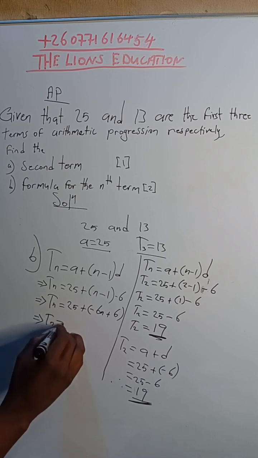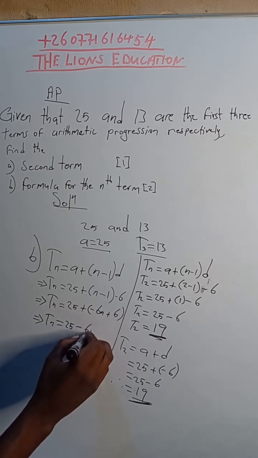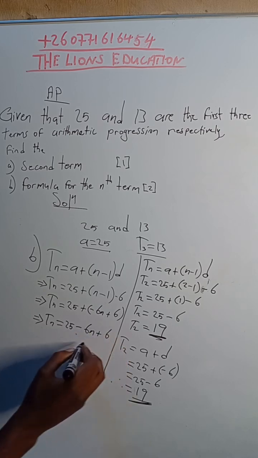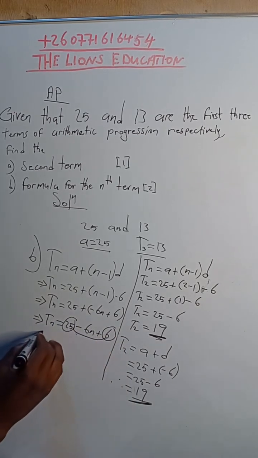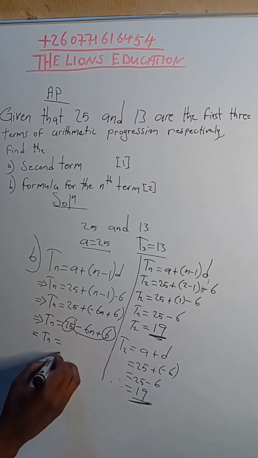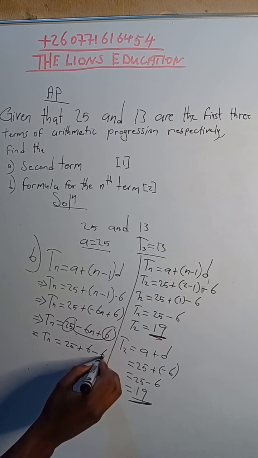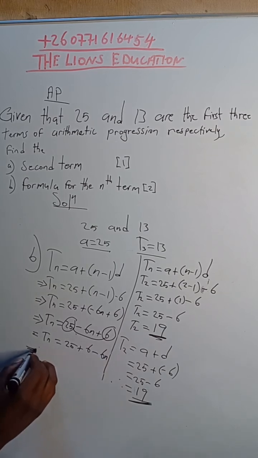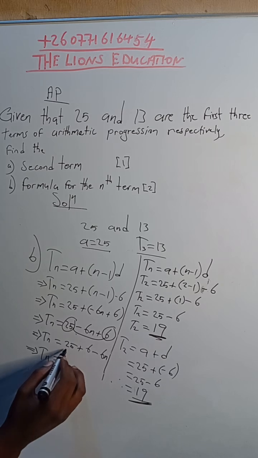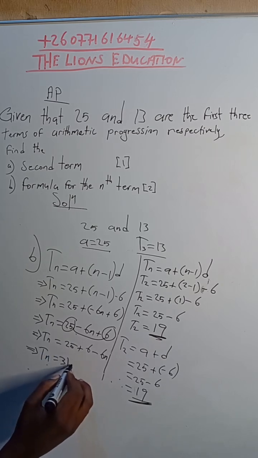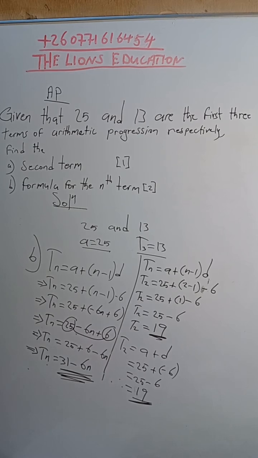We will say Tn is equal to 25 minus 6n plus 6. Group the like terms. This one and this one, they are the like terms. Okay, so we'll say Tn is equal to 25 plus 6 minus 6n. So we'll say Tn is equal to, when you add here, you get 31 minus 6n. And this is your final answer. And just like that, you are done.